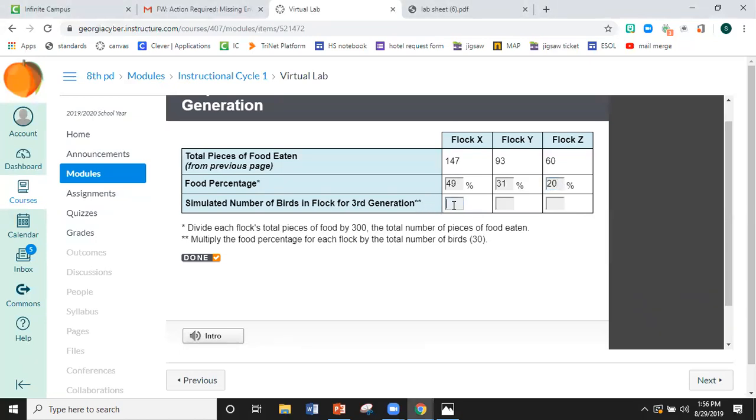So now we're going to figure out the number of birds. 0.49, and we're going to multiply that by the 30 birds to get 14.7, which I'm going to round to 15. 31%, multiplied by 30 total birds, gives us 9.3. 20% times 30 gave us 6.